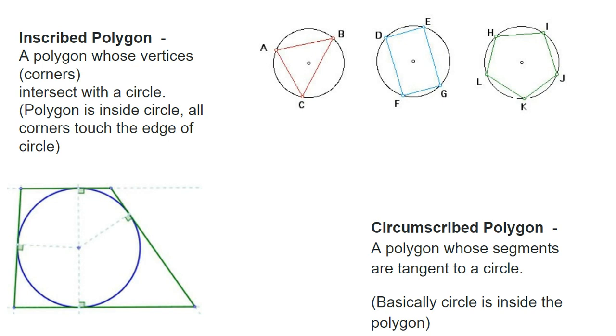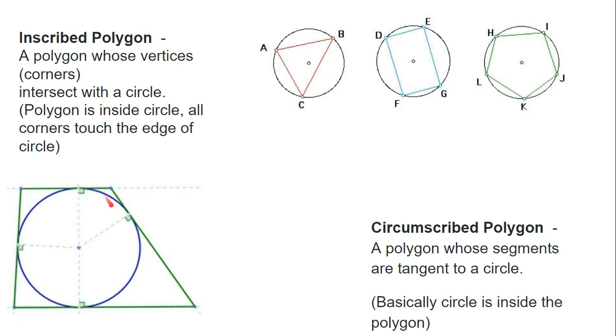On the bottom, we have a circumscribed polygon, which means a polygon whose segments are tangent to a circle. And remember, tangent means touching or next to. So basically, this means the circle is inside the polygon. So the segments of this shape, this trapezoid, are next to or touching the circle.